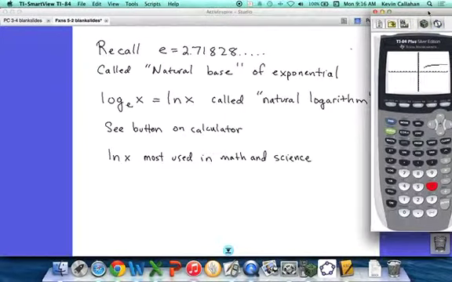Now, you can see there's your log on the calculator. Look right underneath it, ln. Right, those are the 2 most used logarithms. In fact, ln is used way more than log base 10 is. You get into serious math and science classes, you're probably not using log base 10 hardly at all. You're always using ln. When you're in higher level math and science classes, if somebody says logarithm, it's assumed you mean natural log.